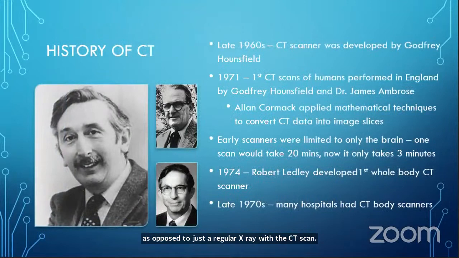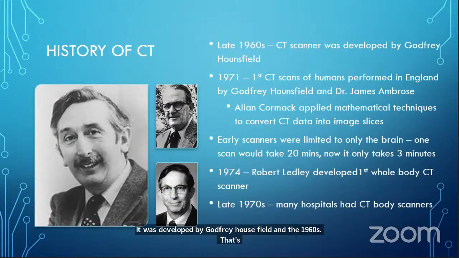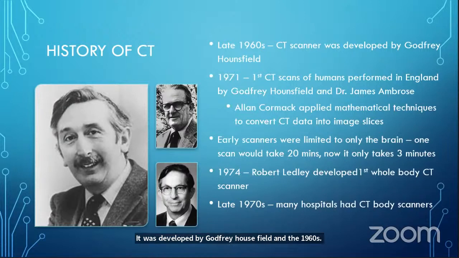So just a little background about CT. It was developed by Godfrey Hounsfield in the 1960s. That's when he developed the first CT scanner. And in 1971, the first CT scan was performed on humans. After the CT scan is performed, it requires a lot of mathematical techniques that convert the CT data into images. And this was developed by Alan Cormack.